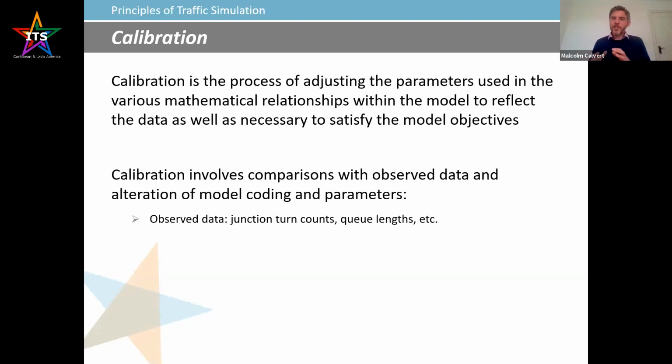And calibration is the process of then adjusting the parameters used in these various mathematical relationships within the model to reflect the data as well as necessary to satisfy the model objectives. So really what we're talking about here is we've got observed data from the real world that we've collected, where we might have collected junction turn counts or queue lengths or journey times. And then we've got our model, which we've created, and we're comparing one with the other. We want our model to be a really good representation of the data that we've collected. And calibration is tying those two things together so that the model is a really good representation.